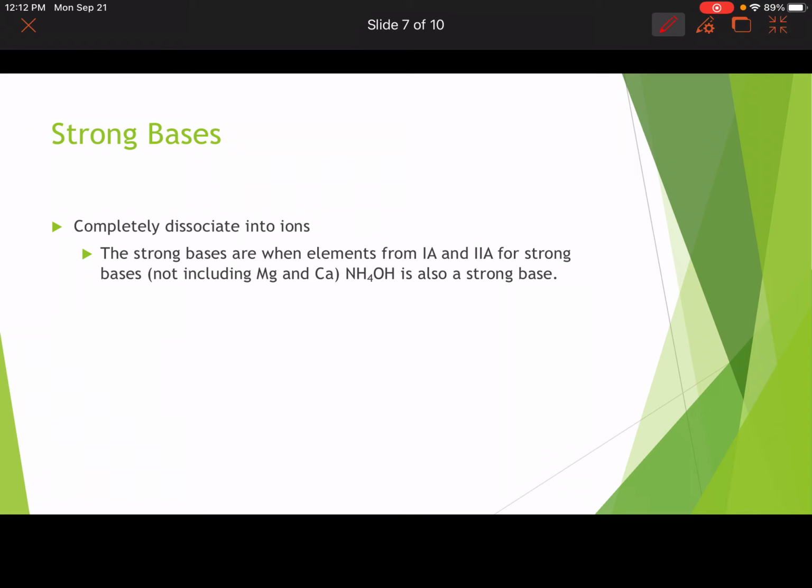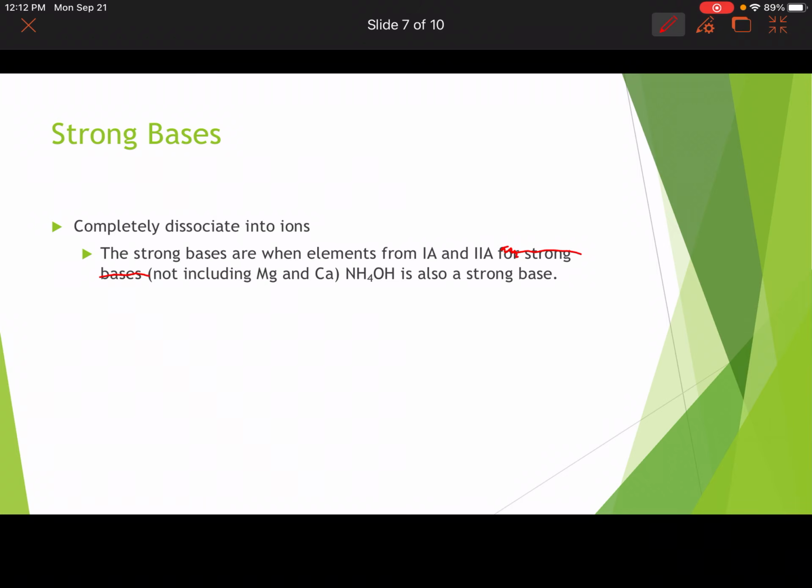Now, strong bases are the same definition in that they completely dissociate into their ions. The strong bases are when elements from 1A and 2A, so this is from the periodic table, from the first 2 columns. The strong bases are when elements from 1A and 2A, this does not make sense. Hold on.